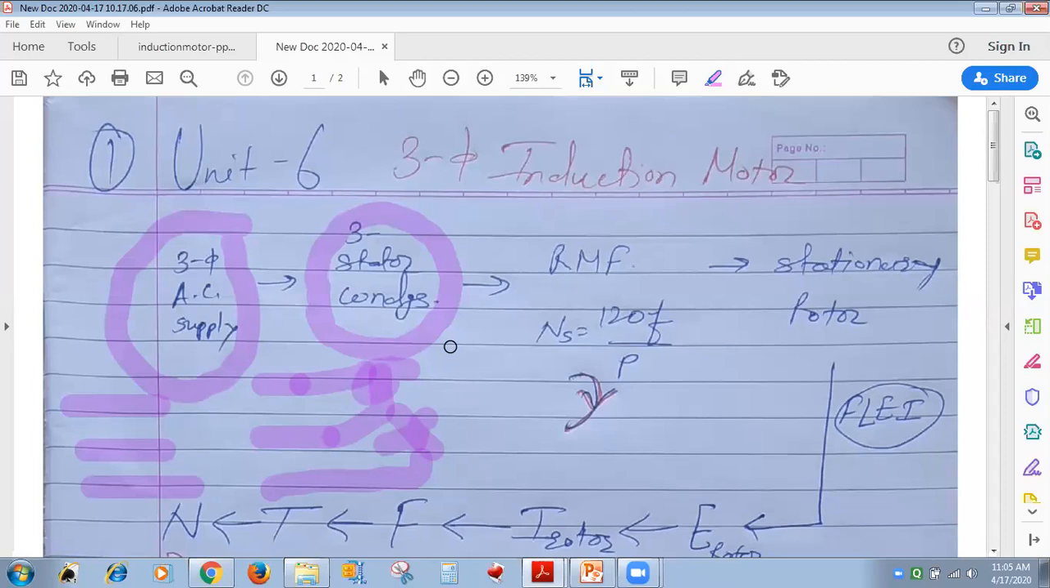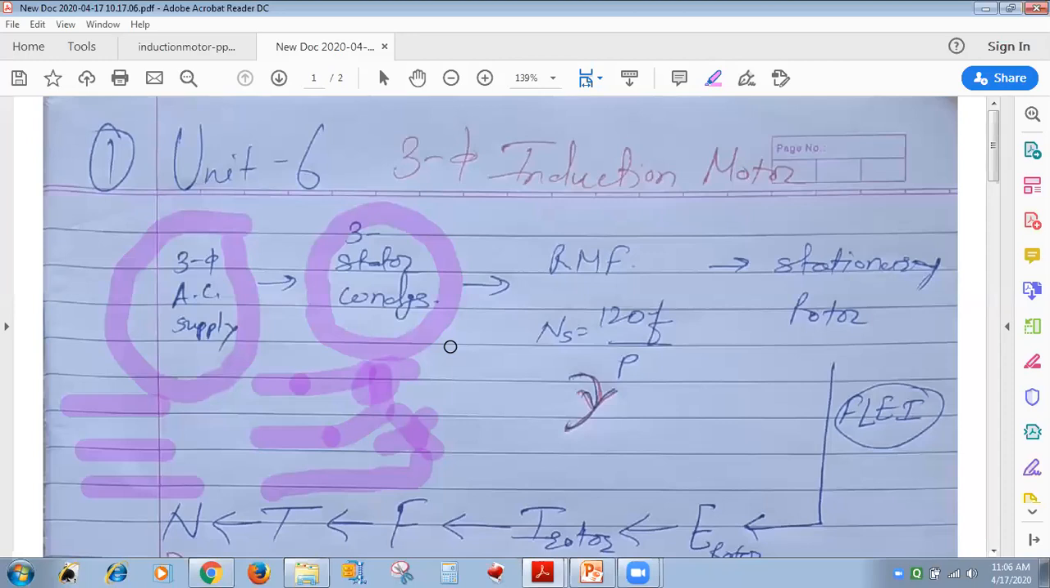Will current flow through the stator winding? Once you switch on the 3-phase AC supply and connect R to R, Y to Y, and B to B, we give it to the 3 stator windings: R phase, Y phase, and B phase. Consider they are connected in star. Now R to R, Y to Y, and B to B you are connecting.